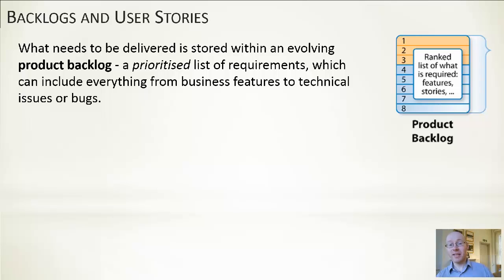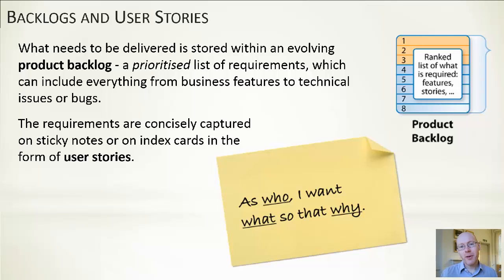Now, the things that are on there can include everything from a business feature to a technical issue or a bug. So it's not only simply new pieces of functionality, it could be a revision to something, it could be something that hasn't really worked out the way it was meant to, or there's unforeseen issues with it, but it is something, a change, a piece of software, something that will deliver some runnable software at the end of it.